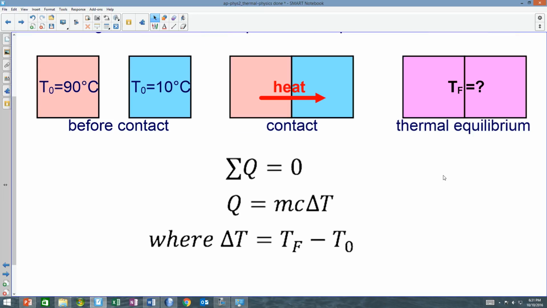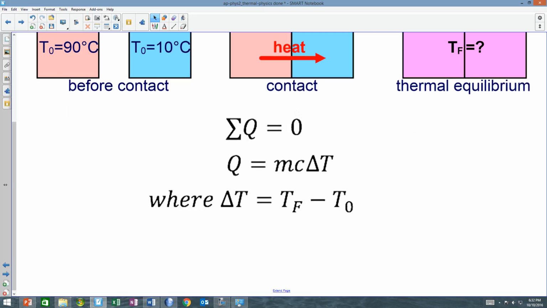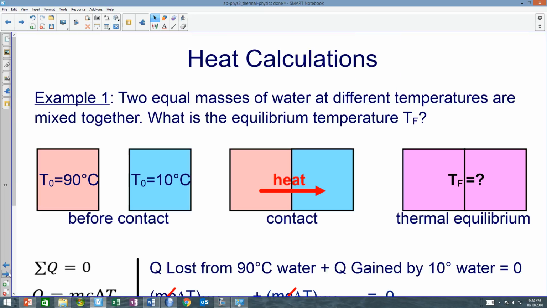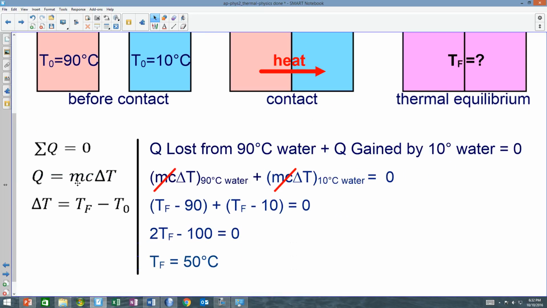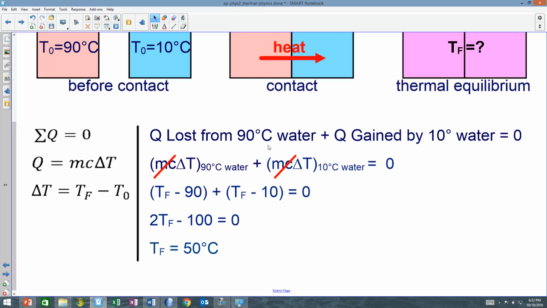Well, we know that the sum of the heats transferred must equal 0. We know that Q is equal to mc delta T, and delta T is T final minus T initial, or T naught. We know that the heat lost from the 90 degrees Celsius water plus the heat gained by the 10 degree water must equal 0. We know that the mass and the specific heat capacity of water is the same for both objects. And so if we substitute in the numbers, we end up with a final temperature of 50 degrees Celsius.